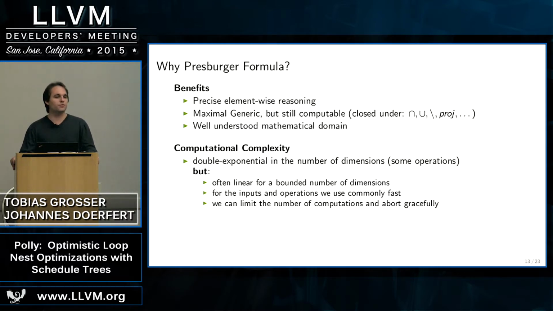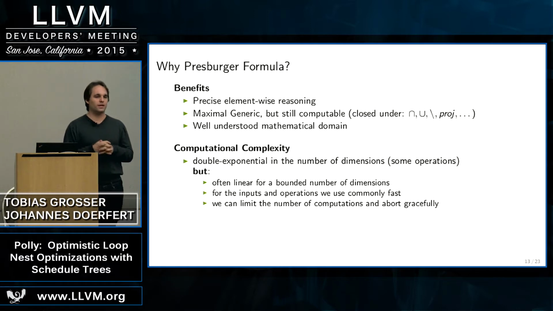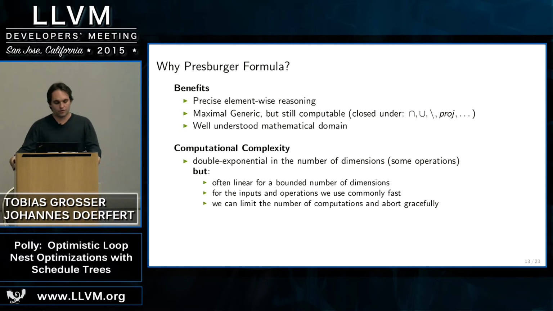But interestingly, first of all, for compiler work it's not so problematic, because the dimensionality for us mostly grows with the depth of the loops, and in most programs the loops are not so deeply nested. Second, for a lot of the inputs and operations we perform, we don't hit this worst case where we get double exponential behavior; most of the things we solve are pretty fast. And for the rare cases where we run into performance issues, we can detect this and just bail out. So it's mostly a missed optimization, but it doesn't happen so often.